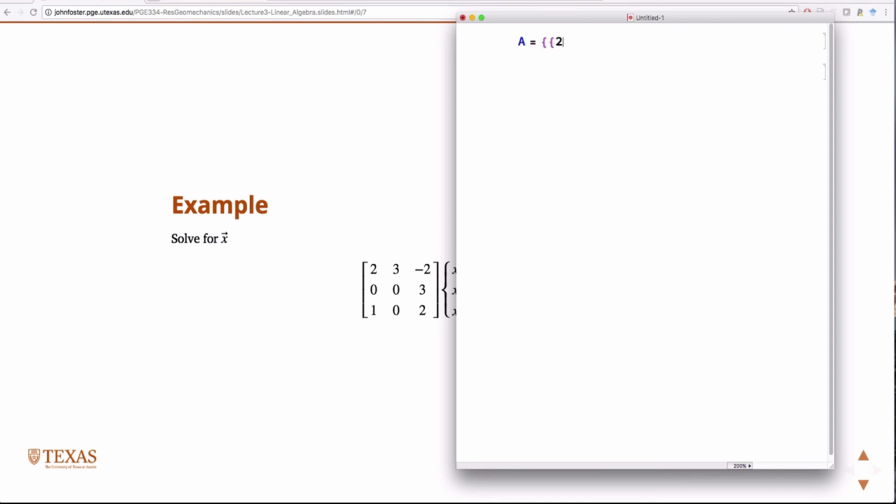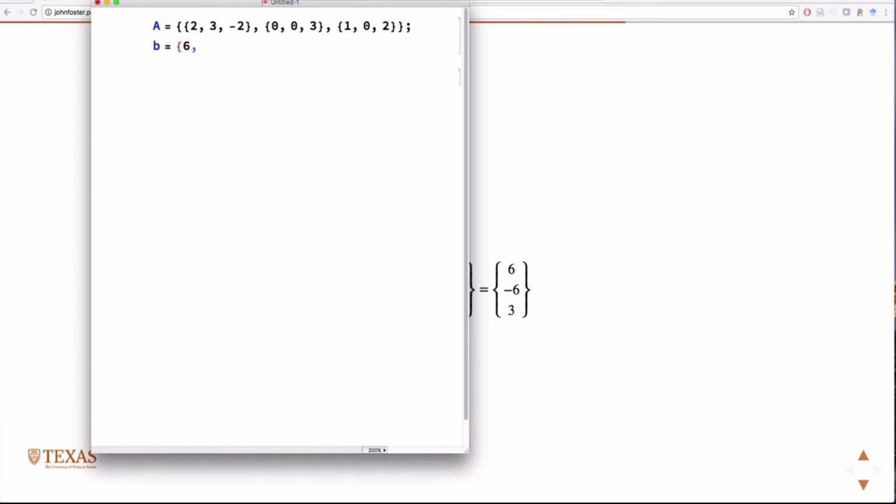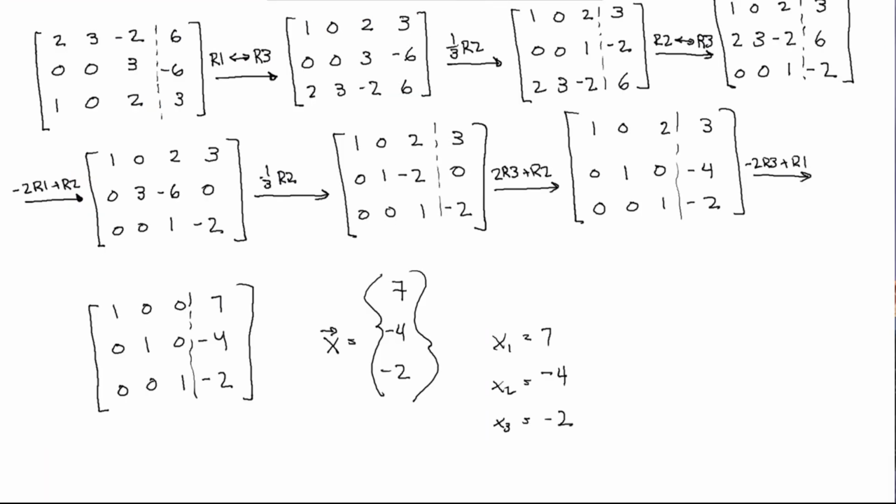A is equal to 2, 3, minus 2, 0, 0, 3, 1, 0, 2. B is equal to 6, minus 6, 3. Linear solve A, B. 7, minus 4, minus 2.